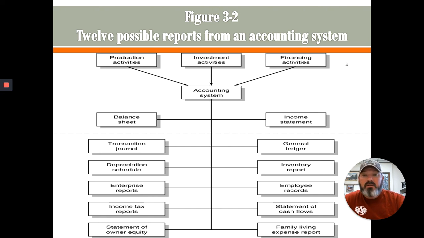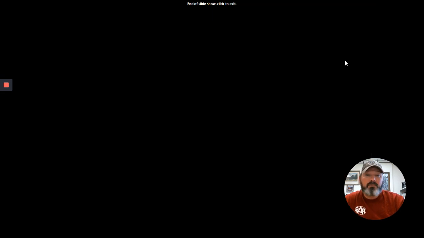Again, we start at the top, with production, investment, and financing activities feeding into your accounting system. And then off of that, just very basically, we could get a balance sheet and an income statement that we could then utilize for analysis or reporting to your financial lender. But you can also get into depreciation schedules, employee records, cash flow statements, income tax reports, owner equity, family living expenses, things of that nature. You can pull out all kinds of things from an accounting system.